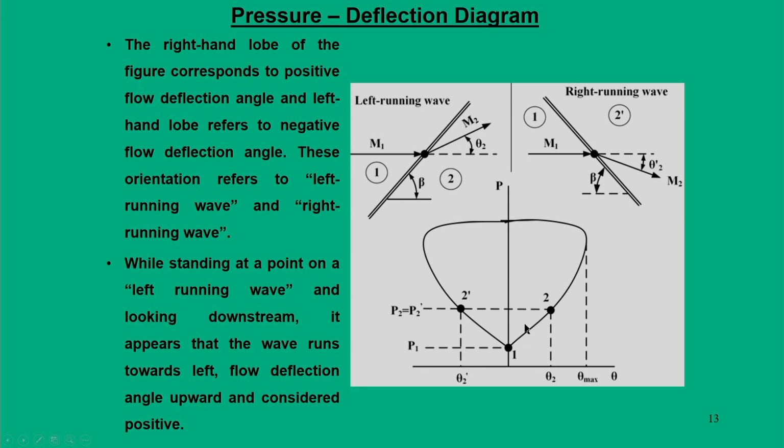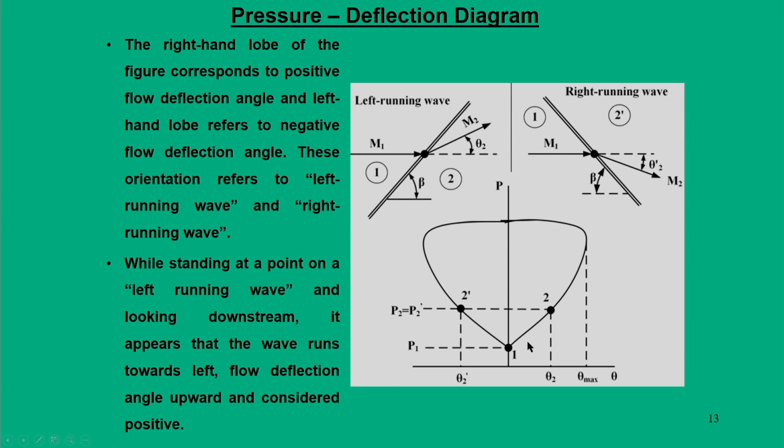Now, when you have moved to point 2, that means we have moved by some angle theta 2. So, point 2 can be located. For this point we know the Mach number, we know the beta value from the theta-beta-M curve. So, we can locate this point side by side. For the same flow deflection, if it is a right running wave, we can have another value theta 2 dash in a negative direction, that is negative flow deflection angle. So, point 2 dash can also be located.